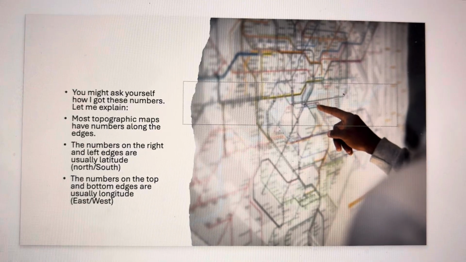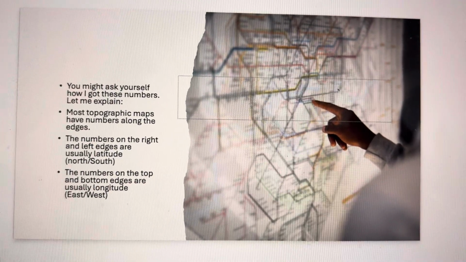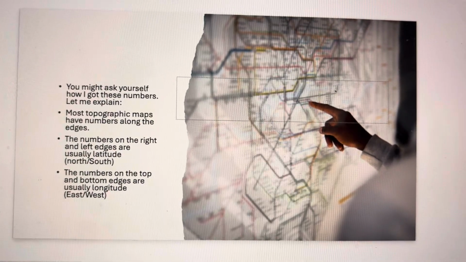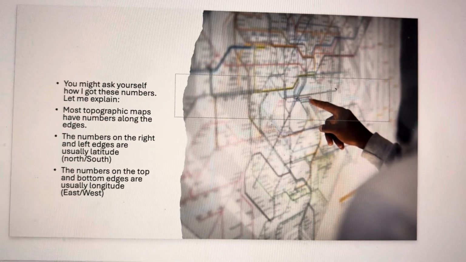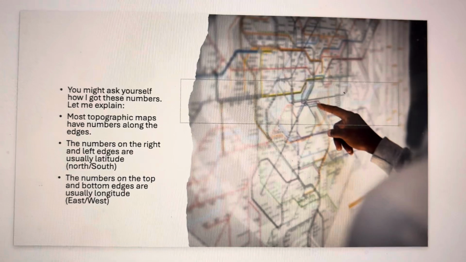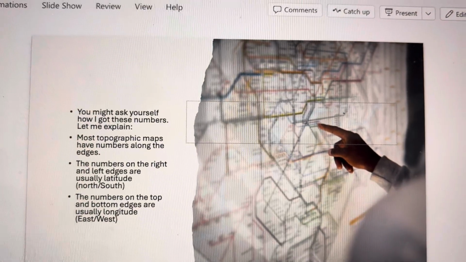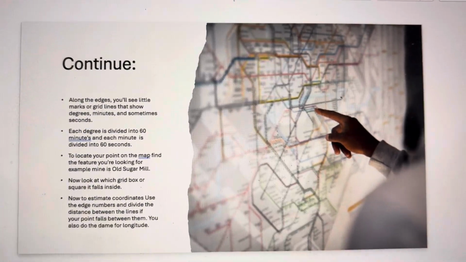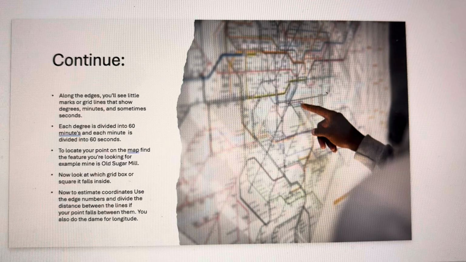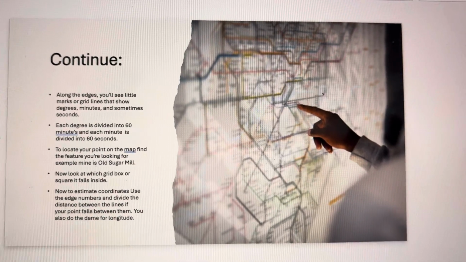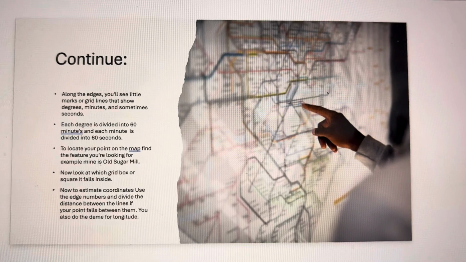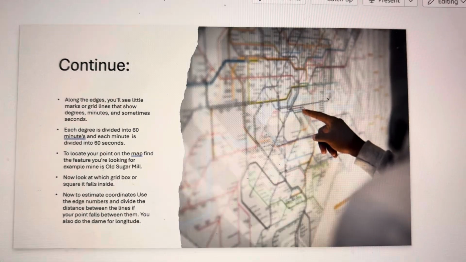Most maps have numbers along the edges. The numbers on the right and the left edges are usually the latitudes. The numbers on the bottom and the top edges are usually the longitudes. Along the edges, you'll see little marks and grid lines that show degrees, minutes, and sometimes seconds. Each degree is divided into 60 minutes and each minute is divided into 60 seconds.